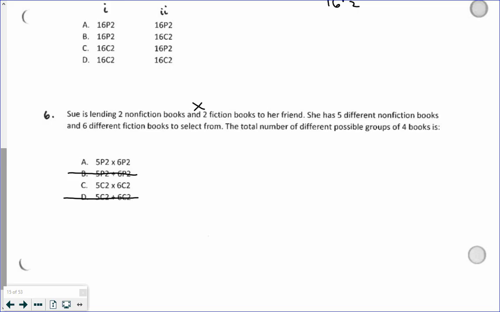So even if you can't solve the entire question, you can at least go, is it an "and" or is it an "or"? If you see the word "and", that means times. If you see the word "or", that means add.